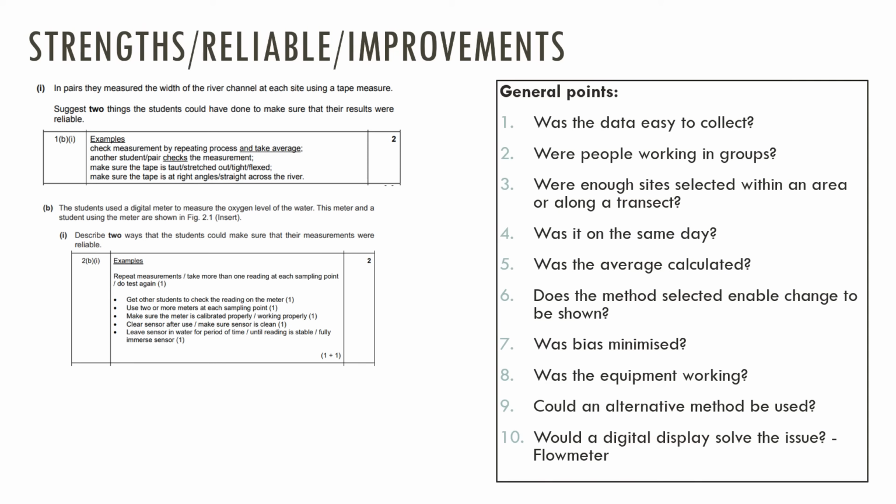So if you're looking at a float or a flow meter, one of the differences between the two methods is the fact that it's a digital display. There is no human error involved in reading that, you just have to write the numbers shown. As I said here, how you can improve the methods.